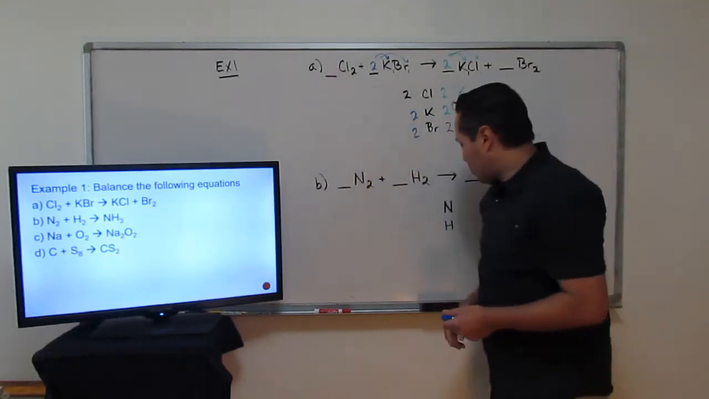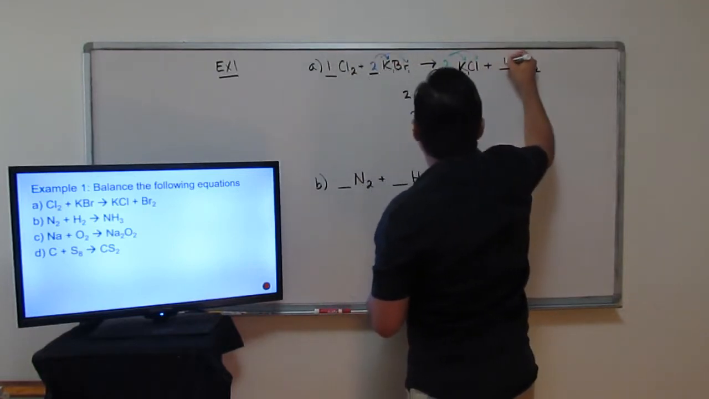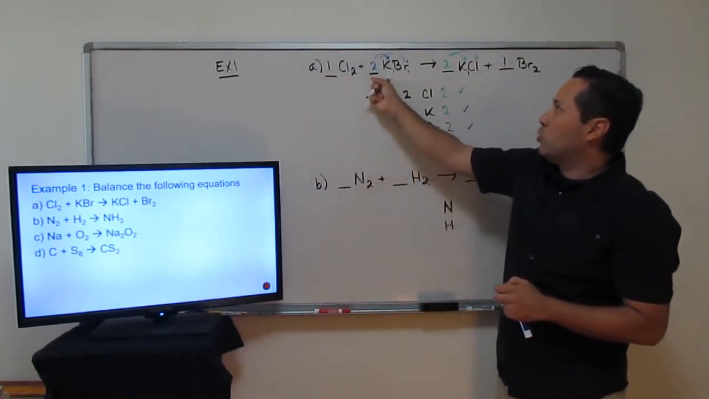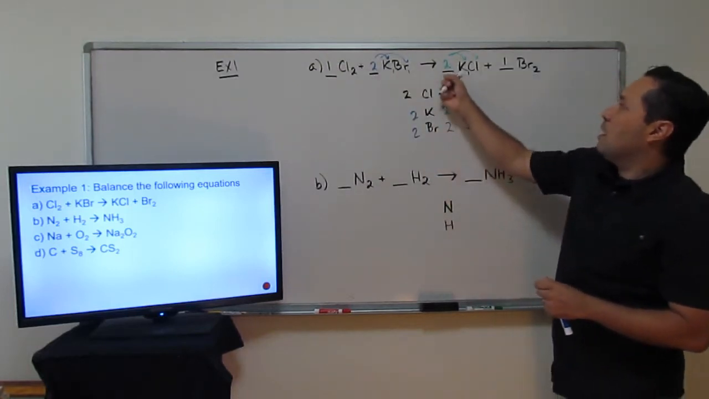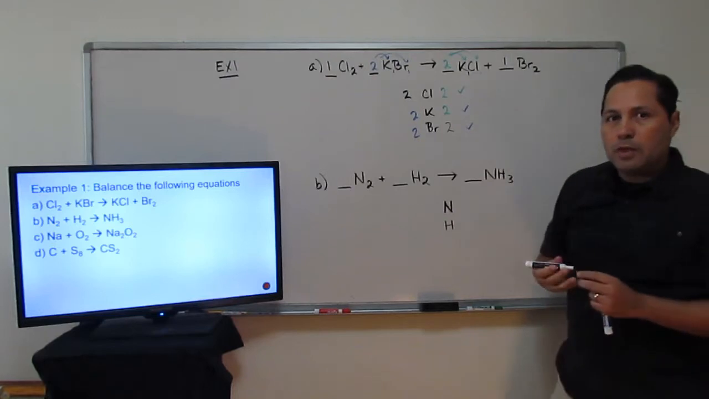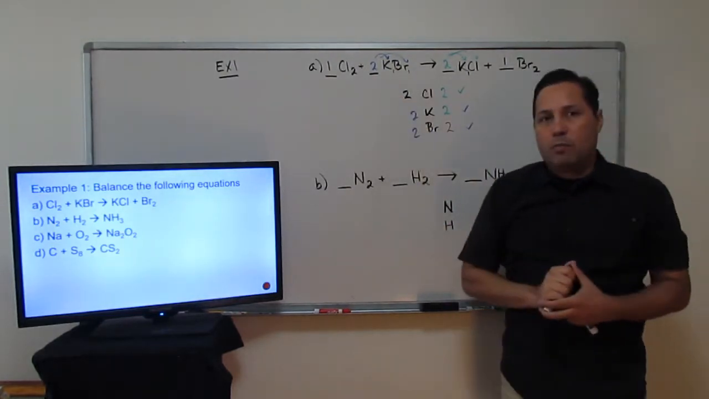The blank represents really a 1. If we did nothing, then we'll multiply times 1. So our answer is for every 1 chlorine, there's 2 potassium bromides, and that will yield 2 potassium chlorides and 1 bromine. Alright, so that will be a balanced equation for letter A in example 1.